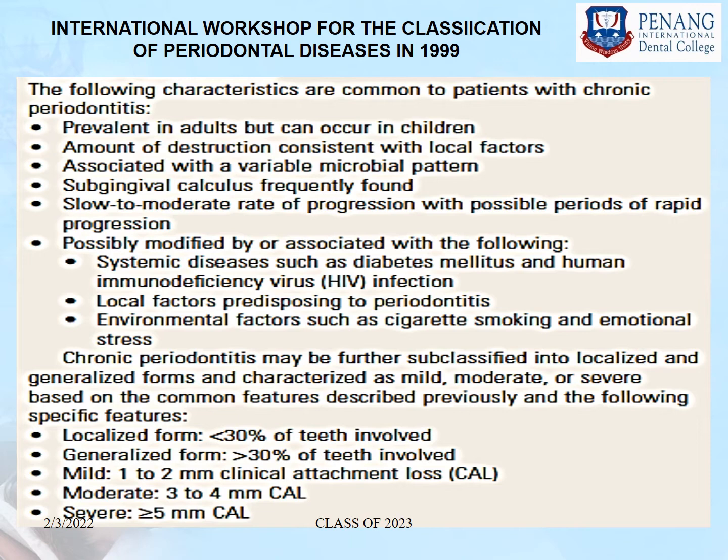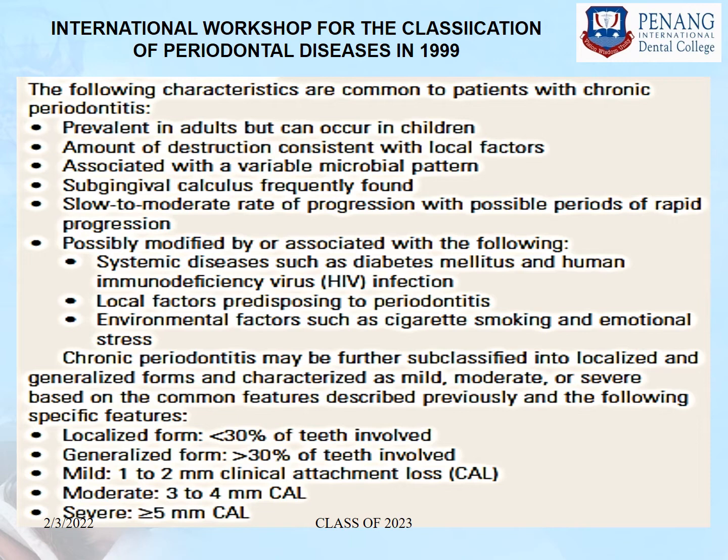If there are local factors, it could lead to periodontitis. Environmental factors such as cigarette smoking and emotional stress are also associated with it, or could modify the disease. Chronic periodontitis has been further classified into localized or generalized based on how many teeth are involved, and characterized as mild, moderate, and severe based on the clinical attachment loss. Localized is less than 30% of the teeth involved, and generalized is more than 30% of the teeth involved.